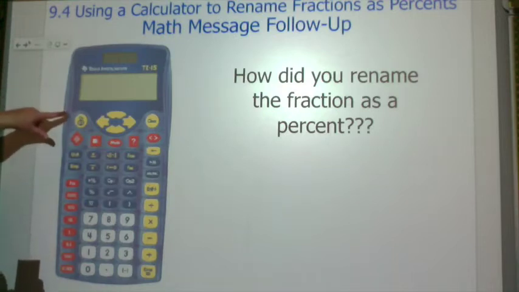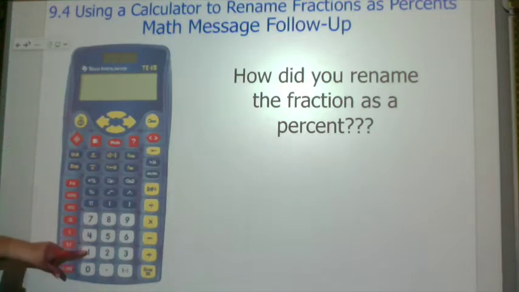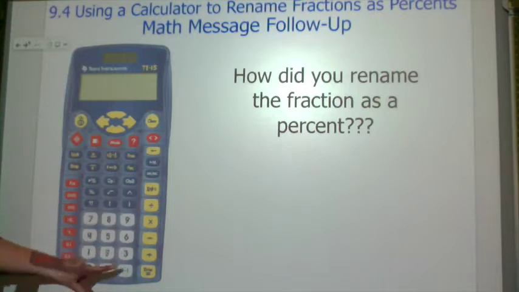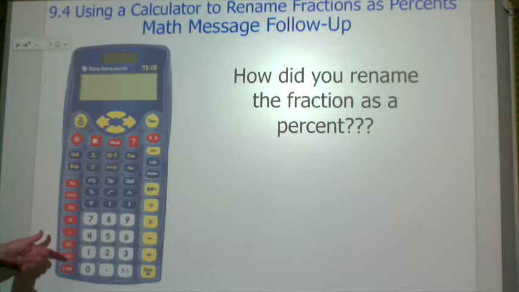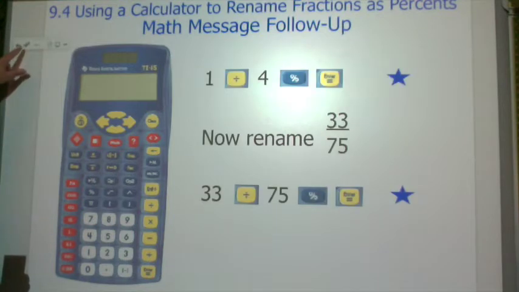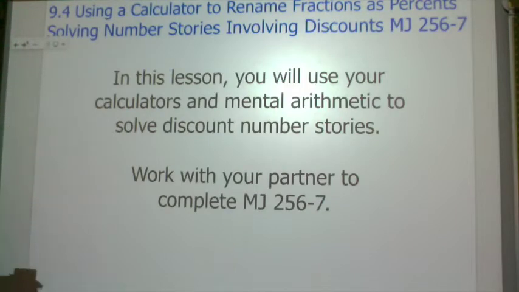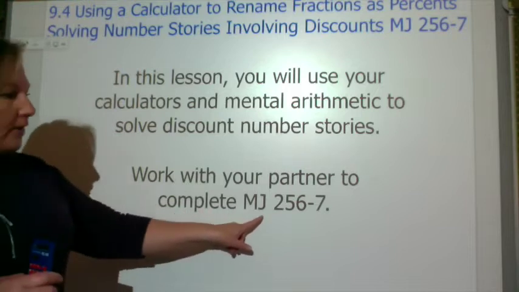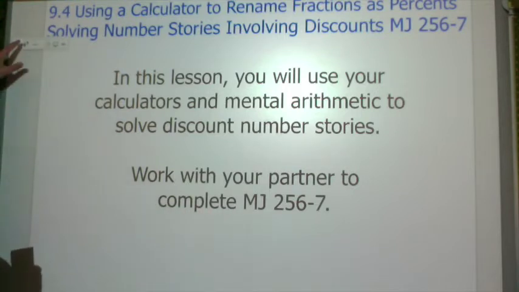This fraction, how did you rename the fraction? We went 1 divided by 4, and then we hit the percent key. Our calculator looks a little different than this one. This is kind of a fancier one, but it still works on ours. So in this lesson, you're going to use your calculators and mental arithmetic to solve discount number stories. I would like you to turn right now and see if you can figure out how to complete 256, 257.